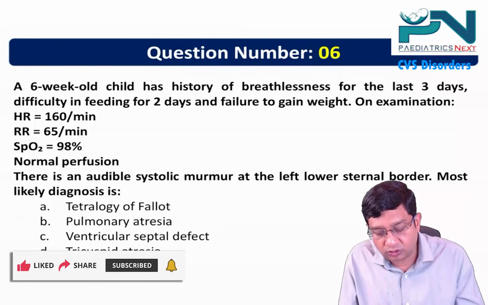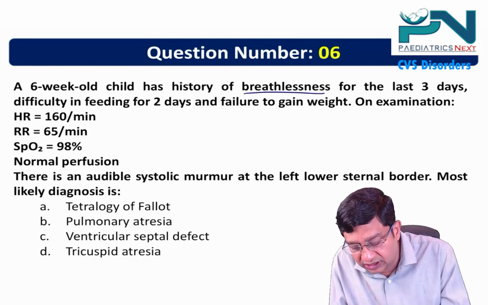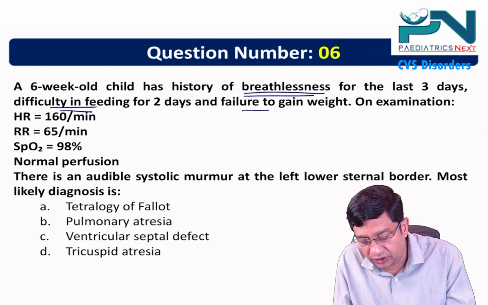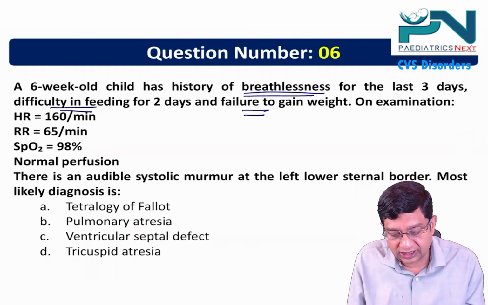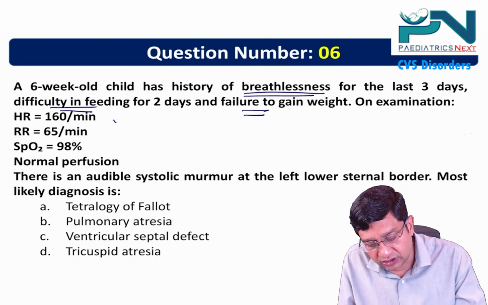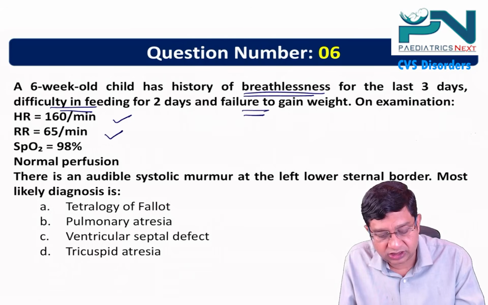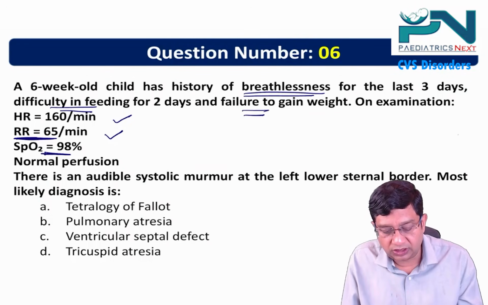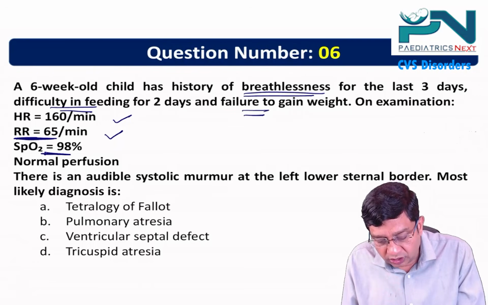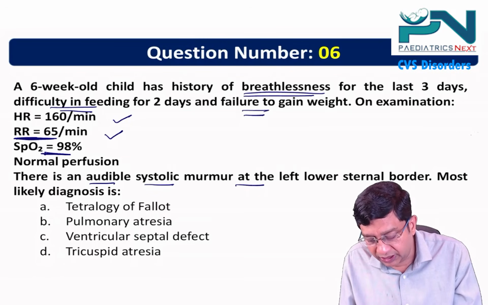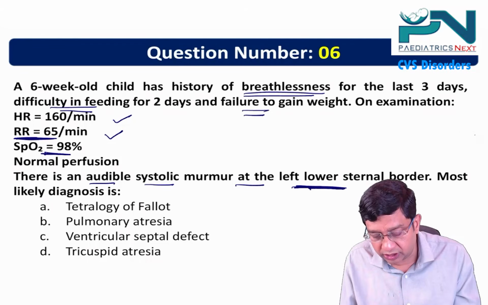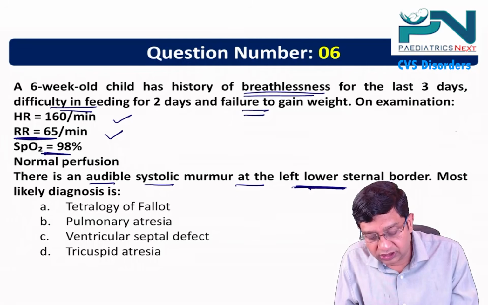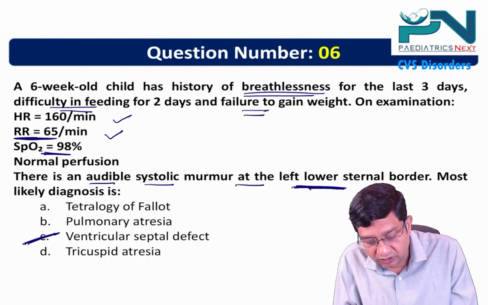A 6 weeks old child has history of breathlessness for the last 3 days, difficulty in feeding for 2 days, failure to gain weight. On examination, heart rate is 160, respiratory rate 65, tachypnea is present, SpO2 is normal, normal perfusion, there is an audible systolic murmur at the left lower sternal border. So systolic murmur at the left lower sternal border can particularly be seen in the VSD.